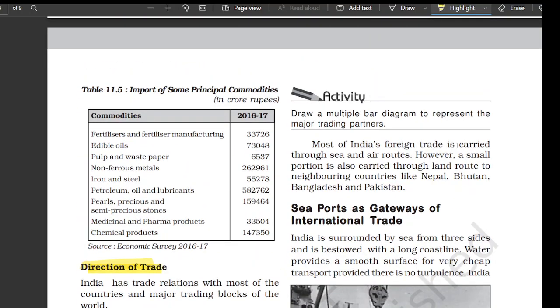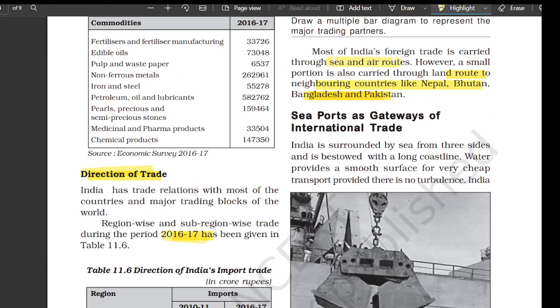Most of India's foreign trade is carried through sea and air routes. However, a small portion is also carried through land route to neighboring countries like Nepal, Bhutan, Bangladesh, and Pakistan. Seaports as gateways of international trade.